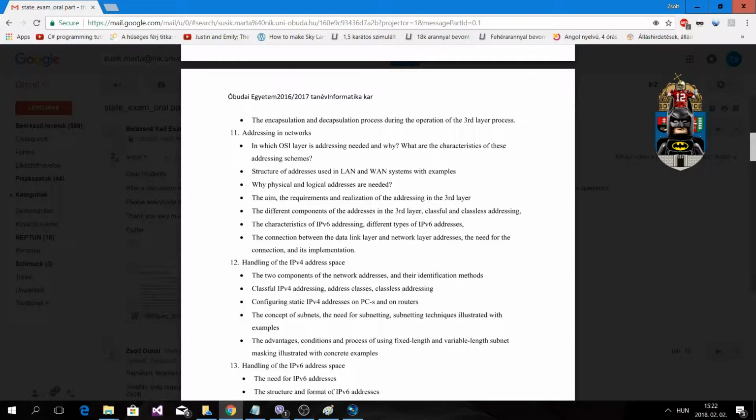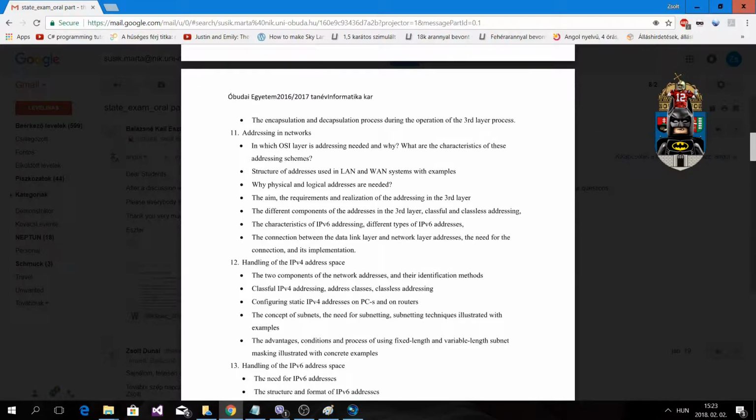Of course, if we are using network address translation, then this problem can be solved with this simple approach. When the router gets it, it will give a public IP address to it and the host is able to communicate with the internet as well. Why physical and logical addresses are needed, I talked about this.